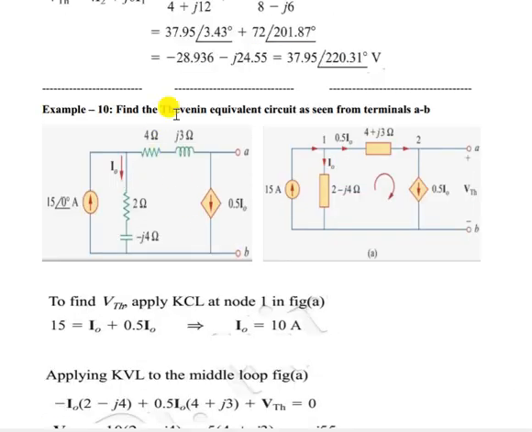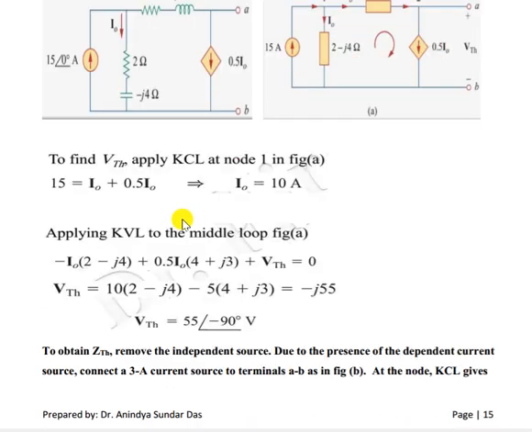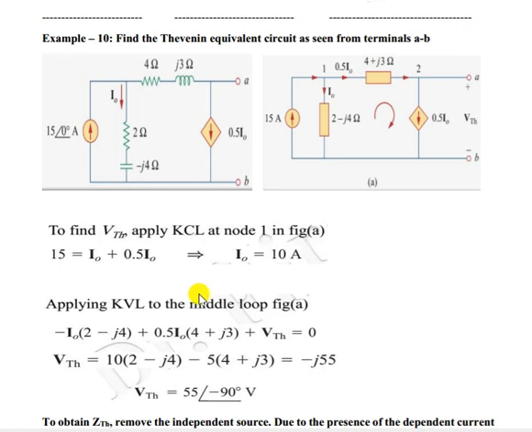So another example for the Thevenin equivalent circuit. Say you have to find out, this is a circuit. Now what happened? In one branch we have resistance and capacitance connected in series. So we can find the impedance, which is 2 minus J4, and here 4 plus J3. Now we have to find out the voltage across this. That means we have to find out V2.